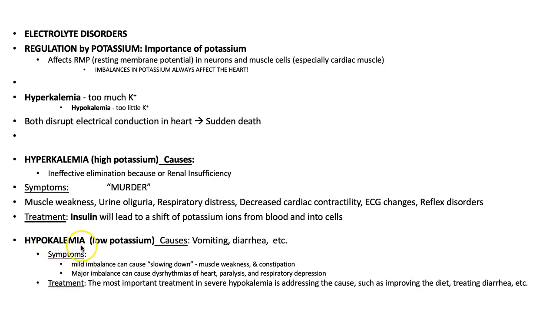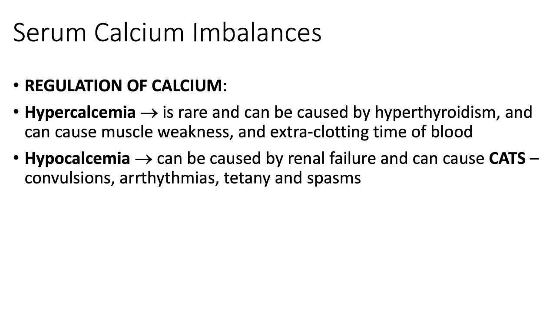Now, hypokalemia, low potassium, vomiting and diarrhea are examples of that. And it can cause dysrhythmias of the heart. So the heart can go into fatal fibrillation. And the treatment is obviously give that person potassium, but also find out the underlying cause of the vomiting and diarrhea. And the last electrolyte for this section is calcium.